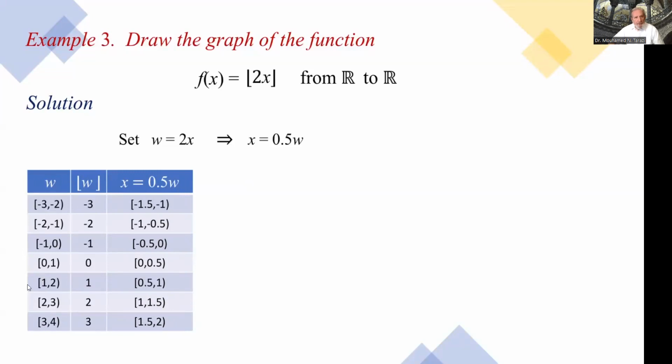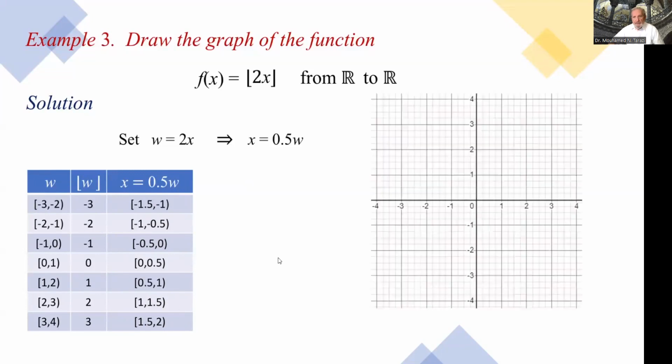Now you ignore all w. You don't deal with w anymore. You deal with x. So you get the coordinate system where x goes by 1/2: -1.5, -1, -0.5, 0.5, 1, 1.5, 2, 2.5. Between -1.5 and -1, it's -3.